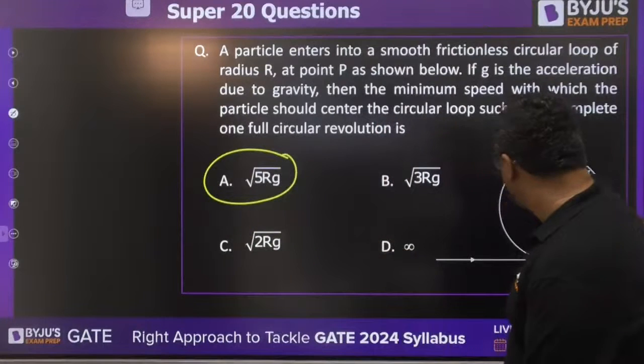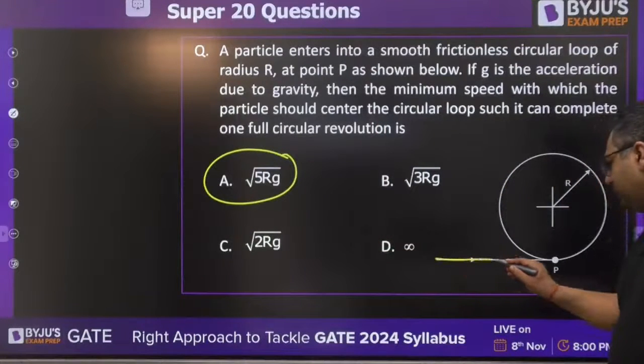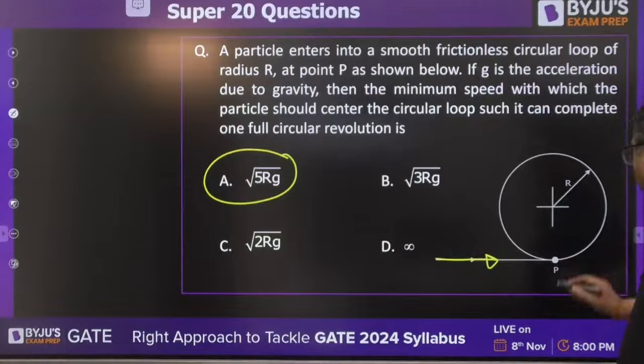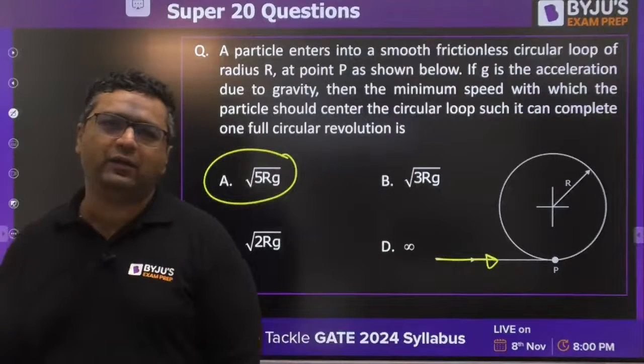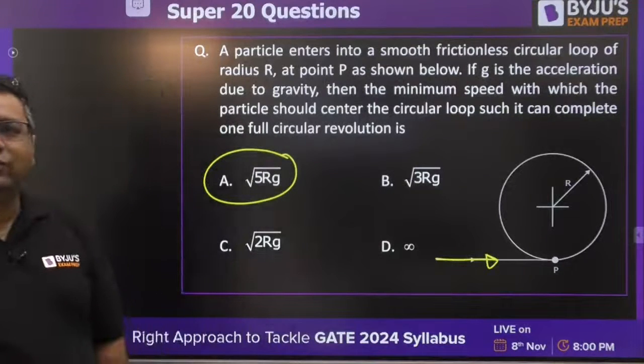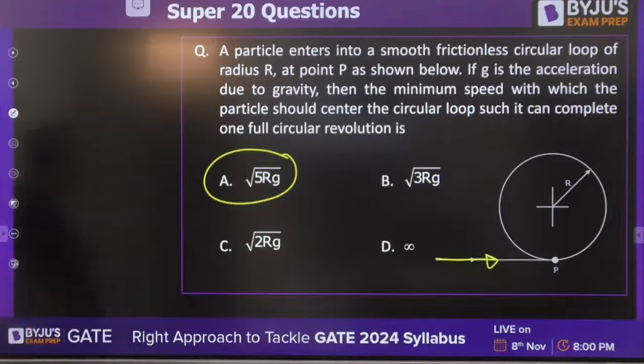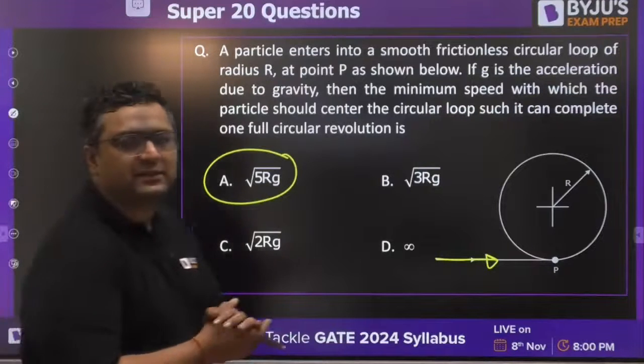The answer is A. Okay, so the particle is entering from here and he is asking that for the complete circular path it will be completing. So can you tell me how you will be solving it? What you have done? Very good, Vineet. Very good, Mani. So what you have done for this, guys?